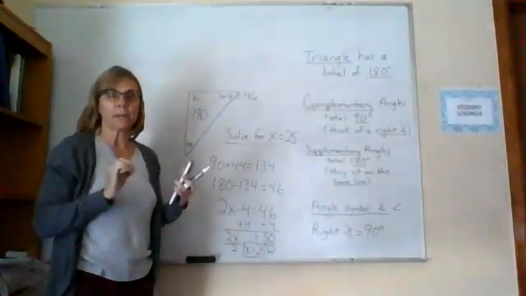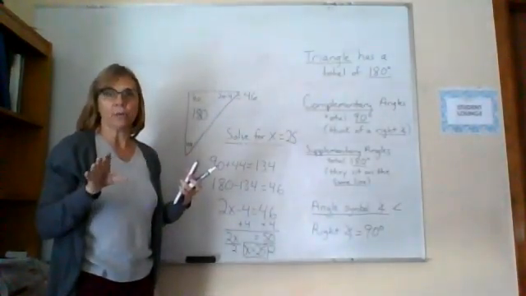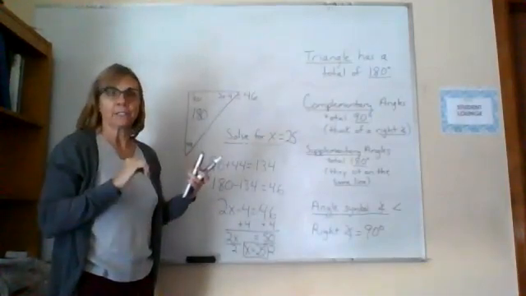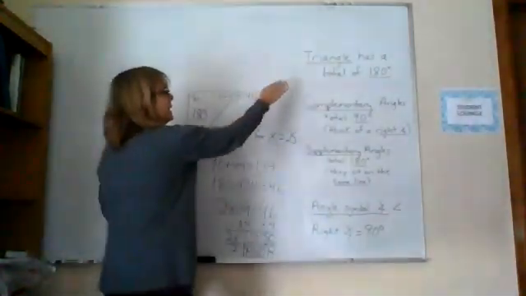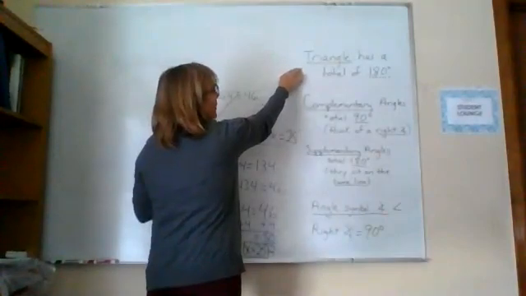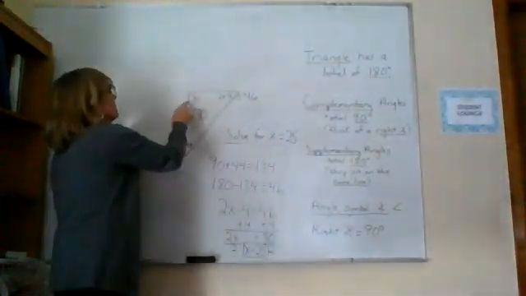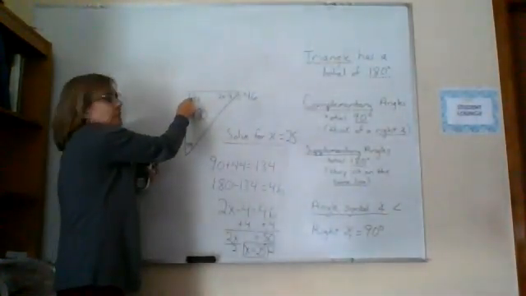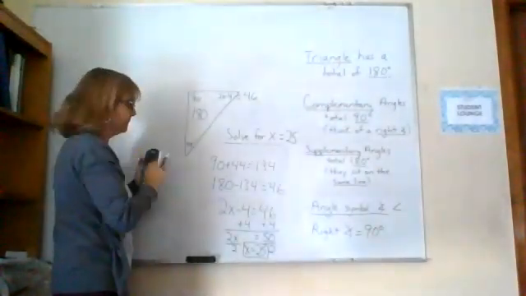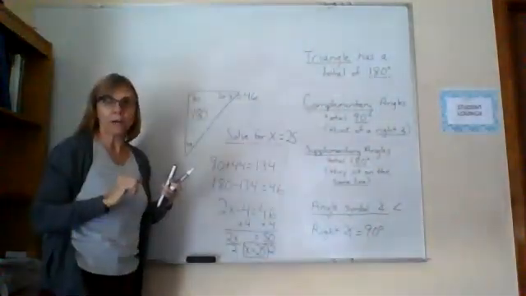I will put some practice problems up on D2L for you to work through and solve on these. Key fact, triangle is 180 degrees. A right angle is 90 degrees. And from there on, we know how to solve these.